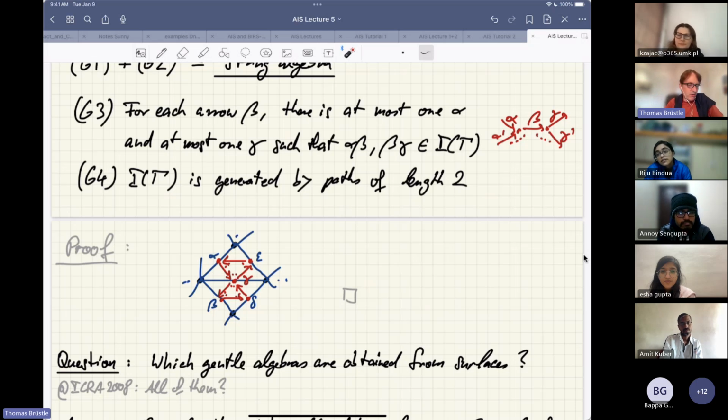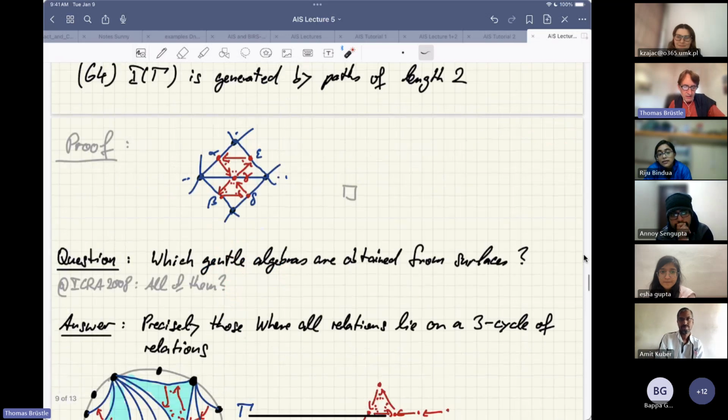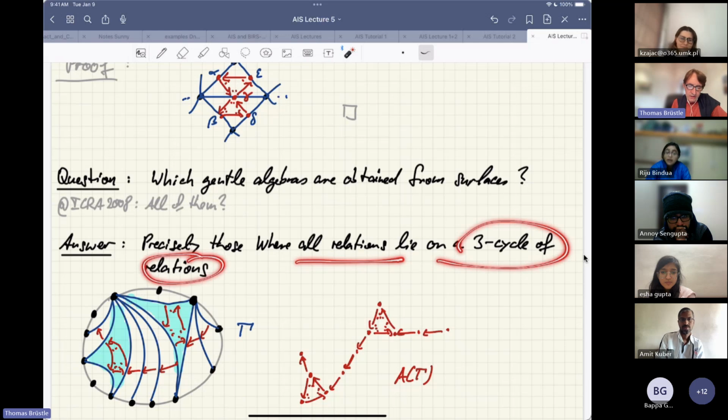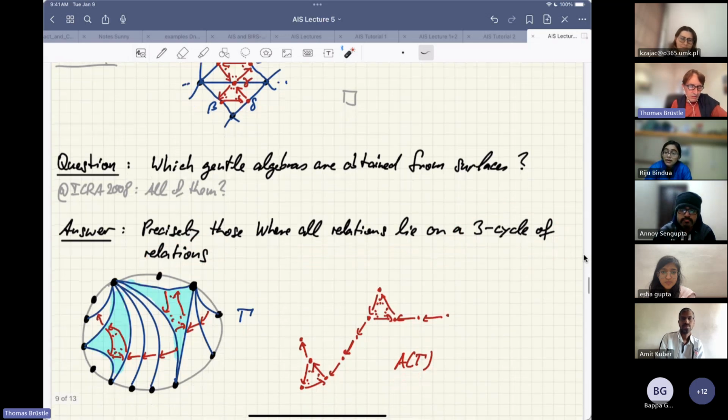And I said, no, of course not. I mean, look at it. The only relations that we obtain come from these three cycles. So which gentle algebras do we get? We get precisely those gentle algebras where all the relations lie on a three cycle. A gentle algebra that we get from that construction, from a triangulation of a surface, is obtained by a graph coming from the surface.